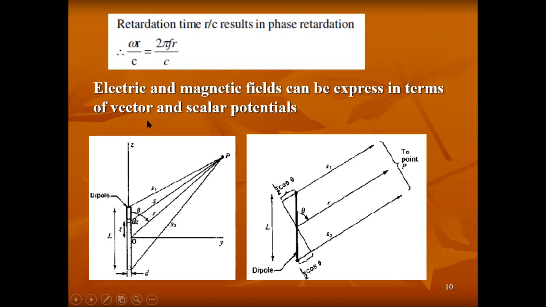Now what we are going for, the electric field, we are finding in terms of the scalar potential, and the magnetic field in terms of the vector potential. So accordingly we are taking a reference from that. What is the assumption here? This is the antenna, here is the point P, this is the origin, and this is the distance R.